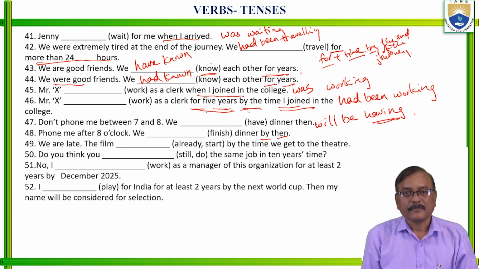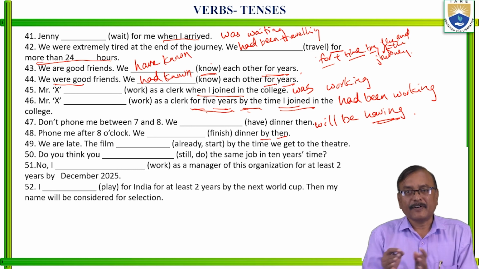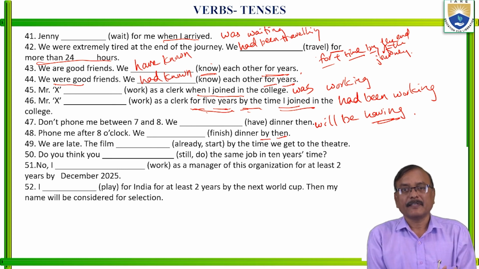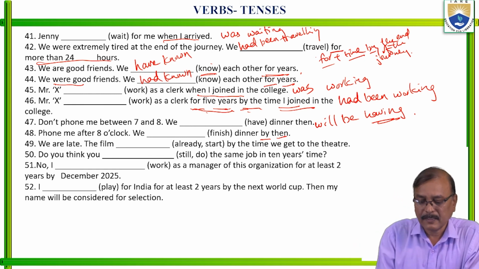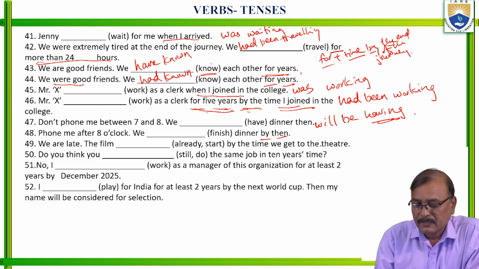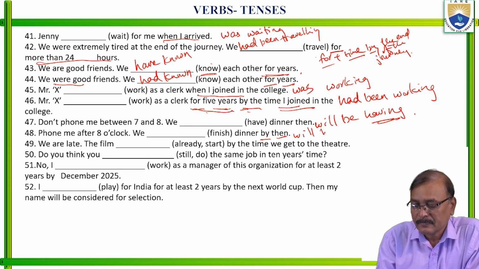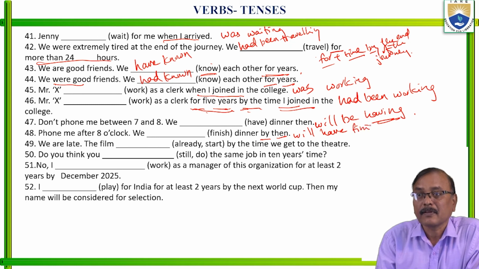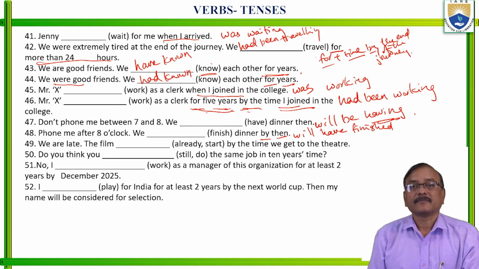Okay? If it is just before present, if the actions are completed, present perfect. If it is before past, past perfect. If it is before future, future perfect. That's it. So for me, we will have finished dinner by then. Okay?